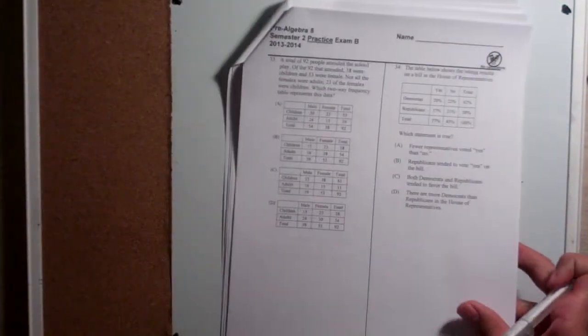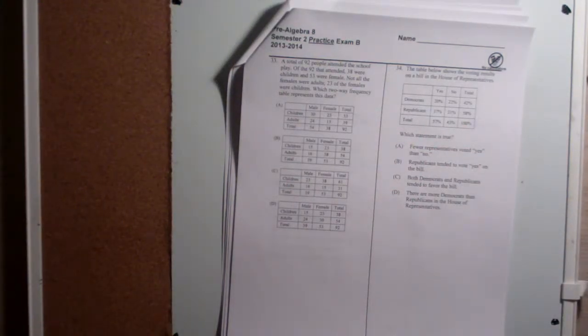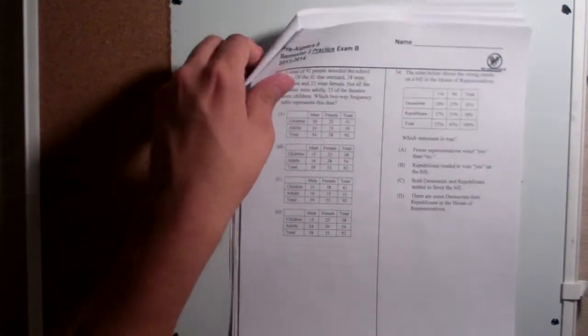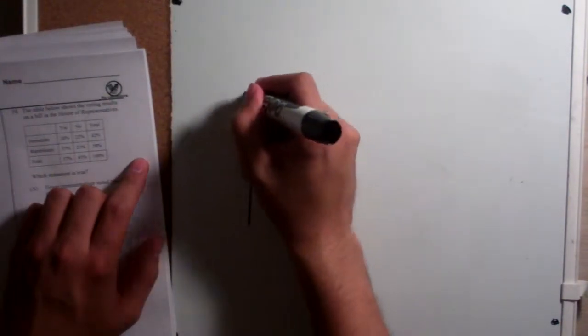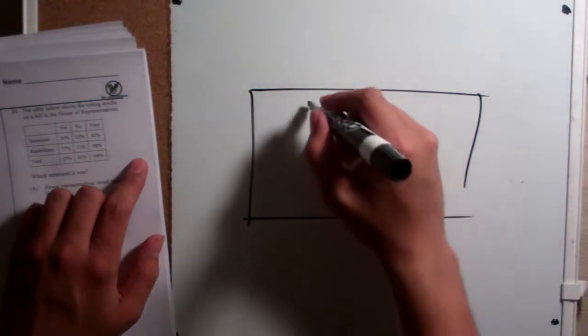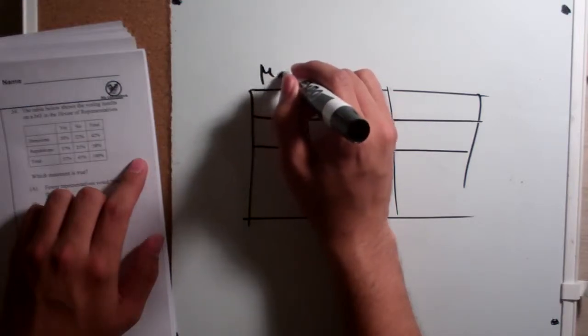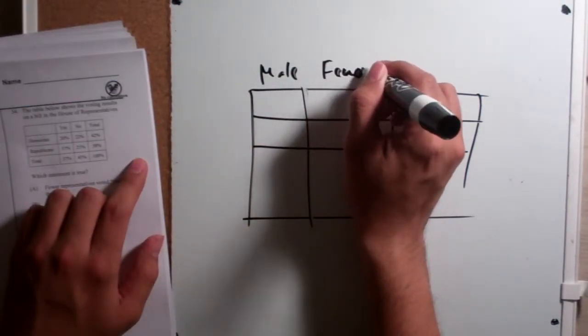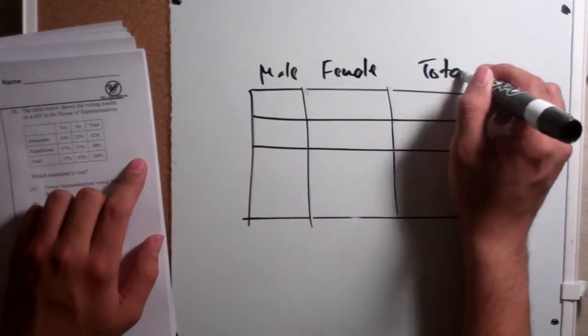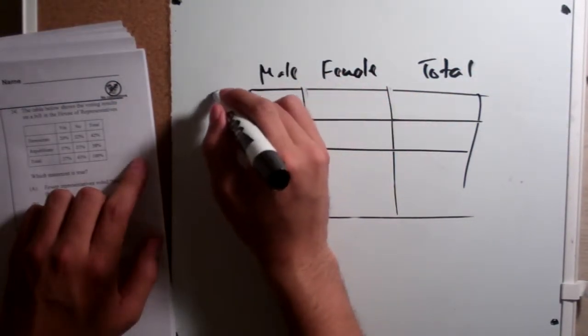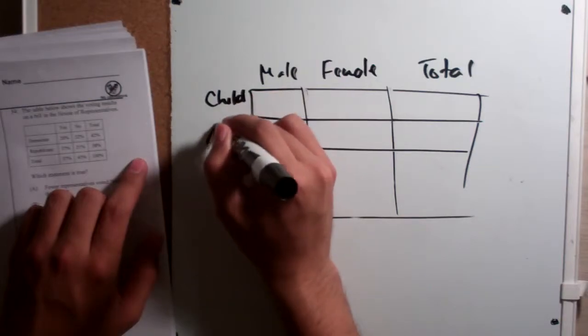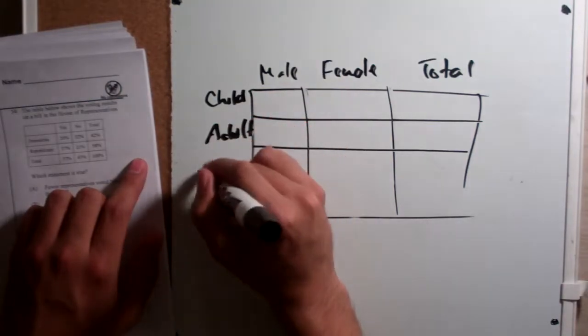Alright, for number 33, it gives us a bunch of information. We have to create a two-way frequency table that matches that information. What I would hope to do is, I'm going to ignore the answers. Normally I don't want to do that, but I'm going to create my own two-way frequency table. Okay, so with this, we have males, females, and total. We're also comparing whether they are children, adults, and we're also going to put our total here.